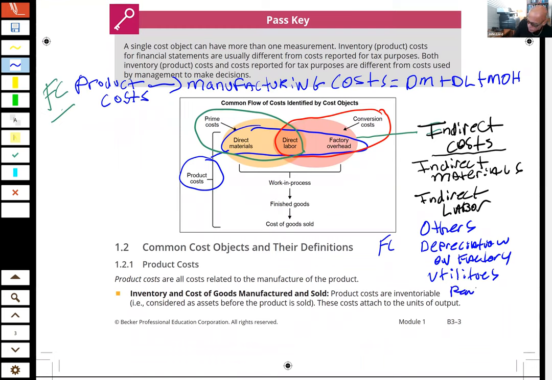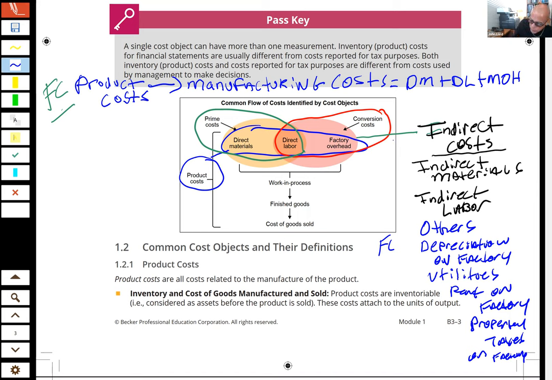Rent on factory tends to be indirect. The property taxes on factory would tend to be indirect. So these are good examples of the others. We don't tend to think of those when we think of indirect, because indirect material and indirect labor are obvious, but these others are indirect too.